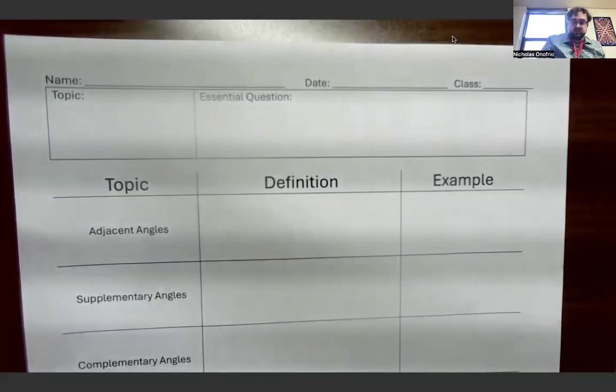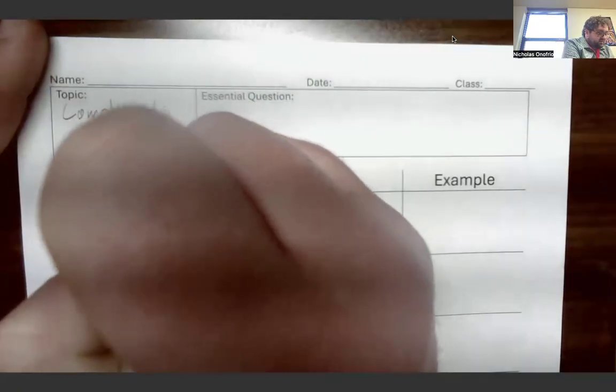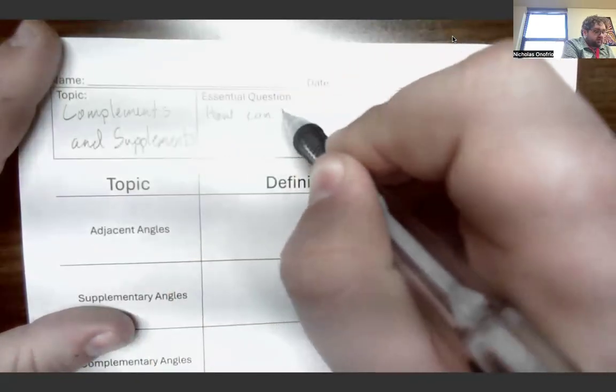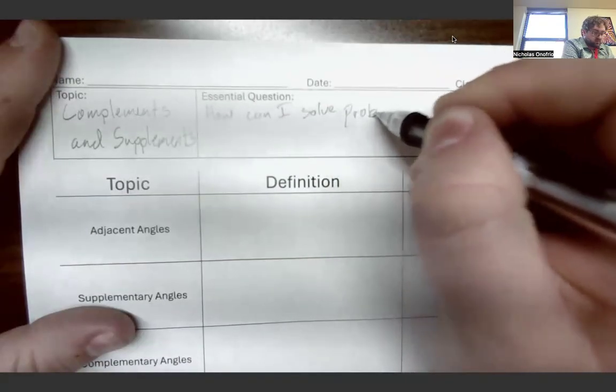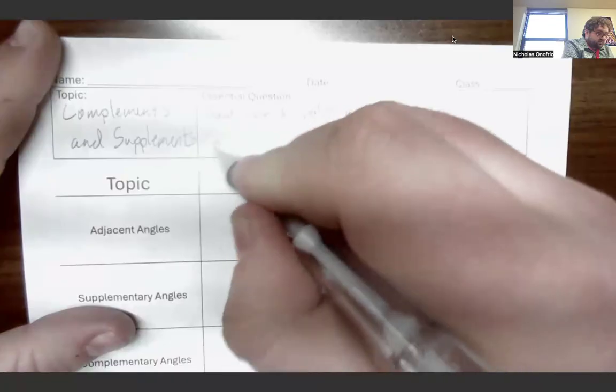This week, our topic is going to be all about different types of angle pairs. Our topic for today is complements and supplements. And our essential question is, how can I solve problems with pairs of angles?